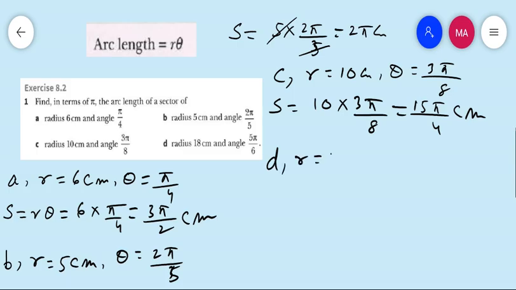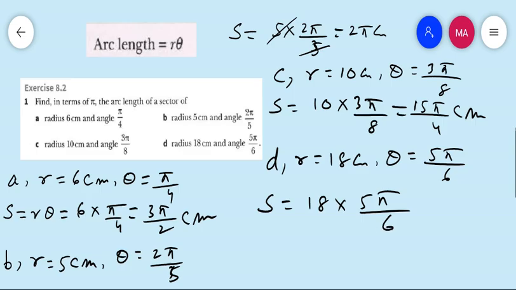Part D, r is equal to 18 centimeter and theta is equal to 5 pi by 6. So s is equal to r into theta, which is 5 pi by 6. 6 threes are 18, 3 fives are 15 pi centimeter is the answer. So this is question number 1, which is very easy. Let's start question number 2.